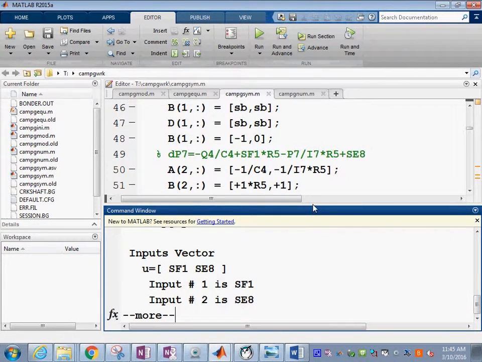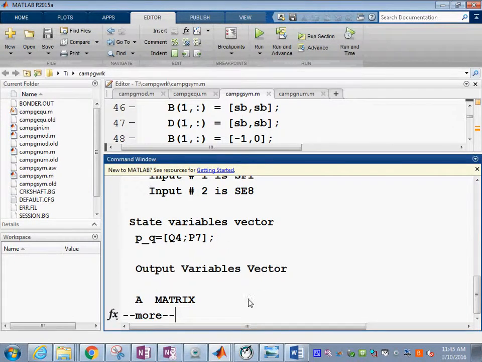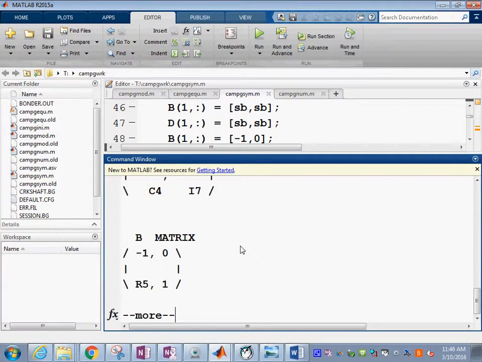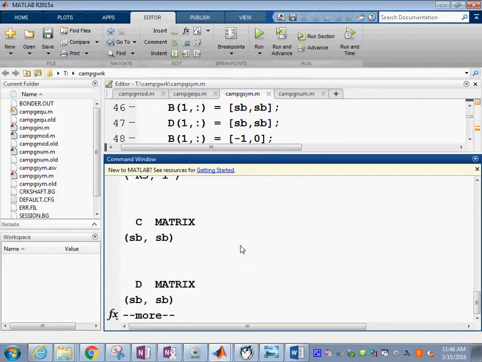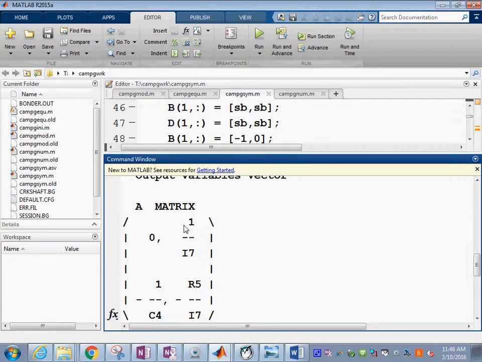And then it will go to the B, which will be on this side. So let's take a look in here. Do you see the B matrix right here? It's exactly the same one as we have here. SF1 is a 1, not the SE8. I had a little mistake in there, but minus 1, 0, R, and 1.